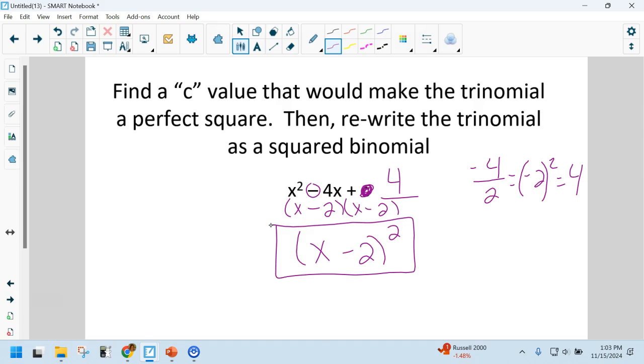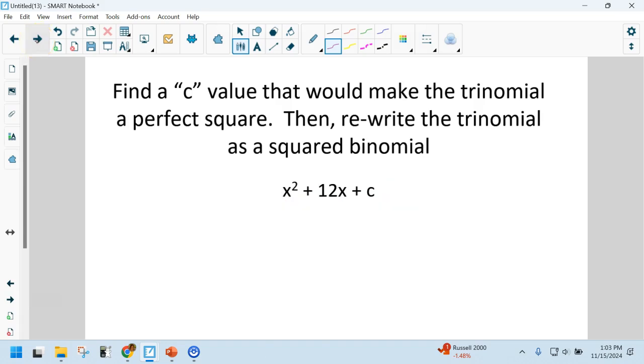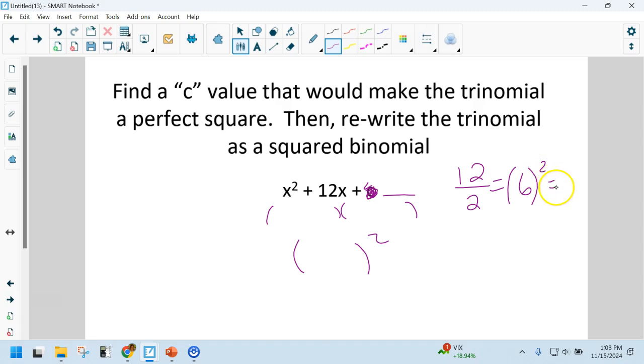So let's look at that again. This time I want to know what could I put here instead of having the letter C? What number could I actually put there so that if I factored it, it would be something times itself? To do that, we take the 12, cut it in half, that's 6, and we take that 6 and square it. And that's 36. That's the value that should have been in there for C.